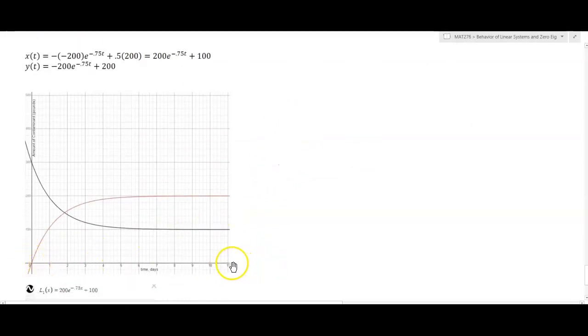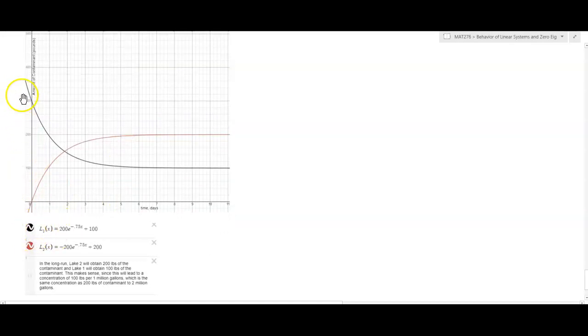Along the horizontal axis, I have time in days. Along the vertical axis, I have the amount of contaminant in pounds. The black curve represents what's happening in Lake 1. It initially has the 300 pounds, but it is decaying over time. Why? Well, probably because it's going into Lake 2. Now, Lake 2 starts off at 0 pounds, but over time amounts to 200.